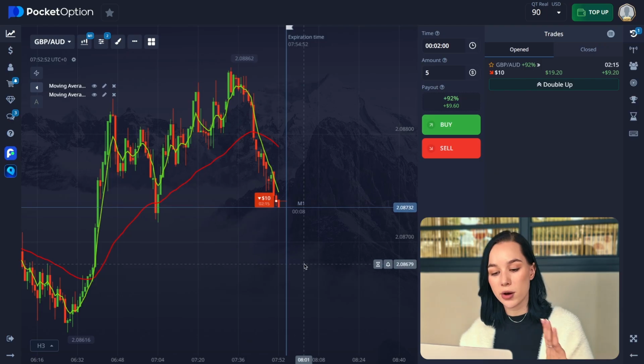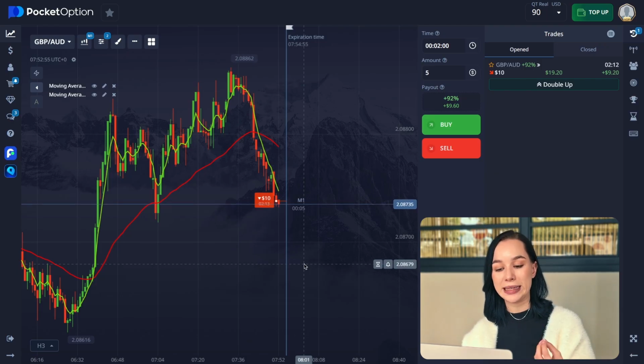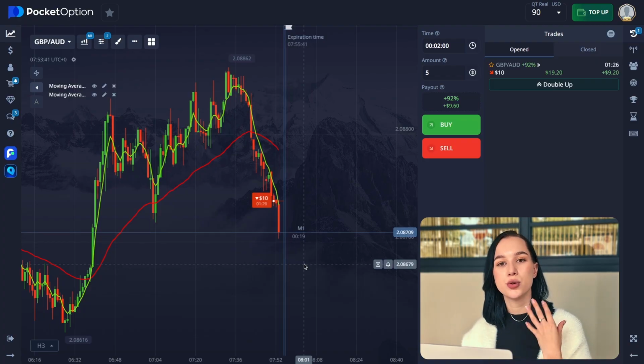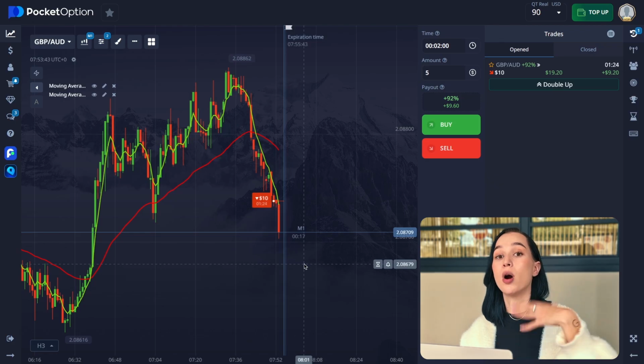Again, to withdraw the bonus, you usually need to complete a turnover, so trade a certain total volume. The formula for the turnover is the bonus amount multiplied by 50. So for example, if the bonus is $50, you need to trade a total of 2.5k in volume. But it doesn't mean you need to make 2.5k of profit. You just need to trade this amount of money.